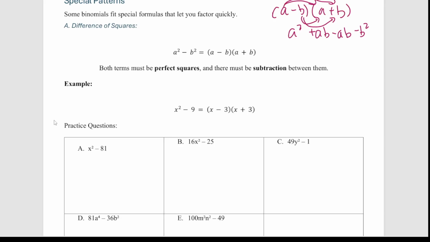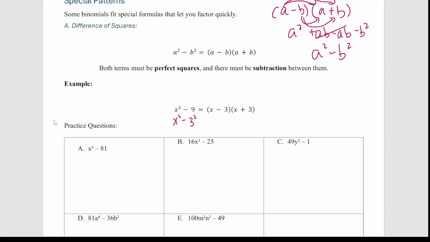And ab minus ab will cancel to make 0, and I'll be left with a squared minus b squared. And in general, this will help us factor the pattern if I have a binomial such that I can break down the first term as being a term squared minus another term being squared. In this particular example, x squared minus 9, and 9 is 3 squared. I can break it down into x minus that term, x plus that term that had been squared. So in this case, x minus 3, x plus 3.